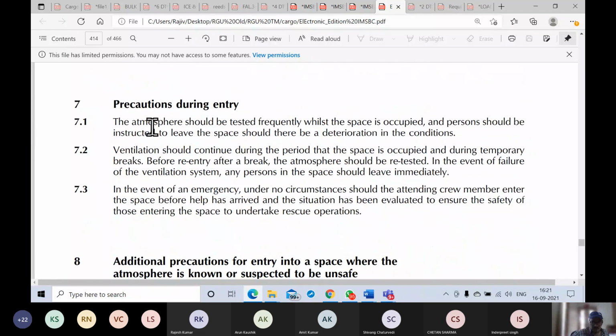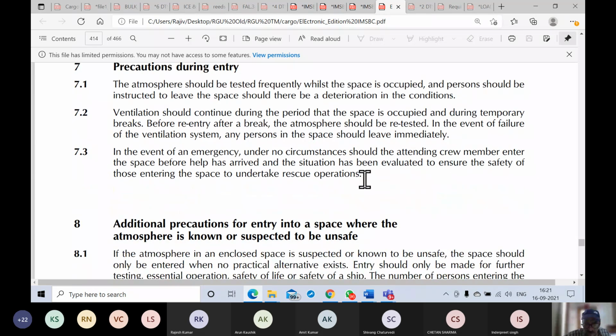This is a very important thing. We do test before entry, but the recommendation is that the atmosphere should be tested frequently while the space is being occupied, and the persons instructed to leave the space should there be a deterioration in the condition, or if the calibration instrument or the measuring instrument is giving an alarm. This should be part of training, but the atmosphere should be continuously tested even while the space has been entered.